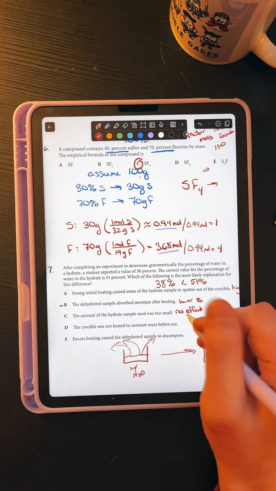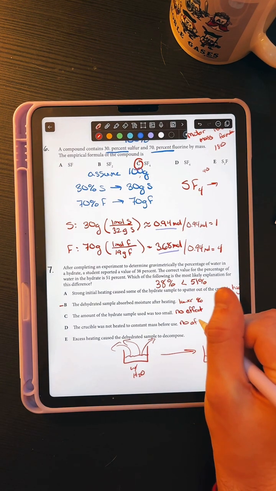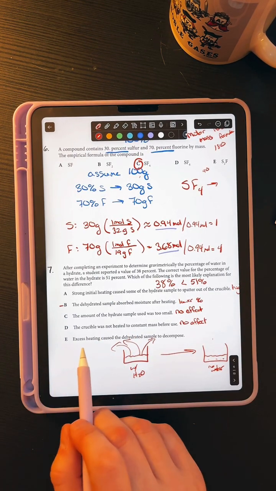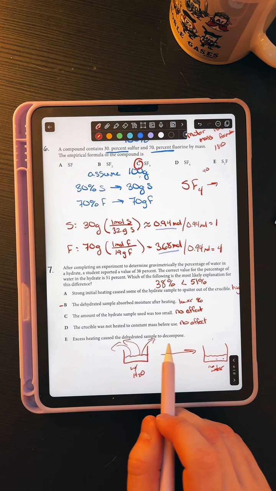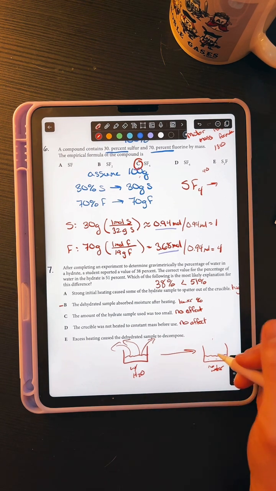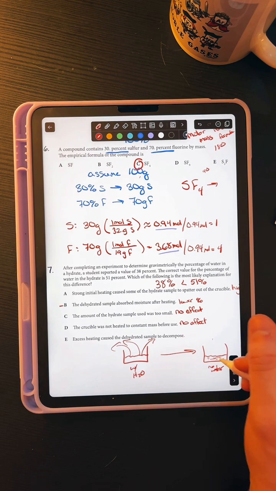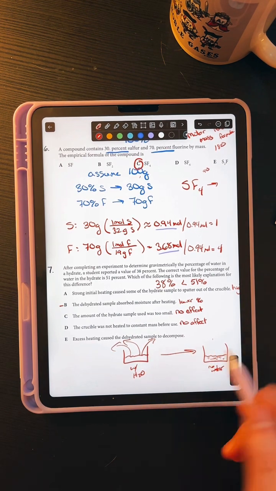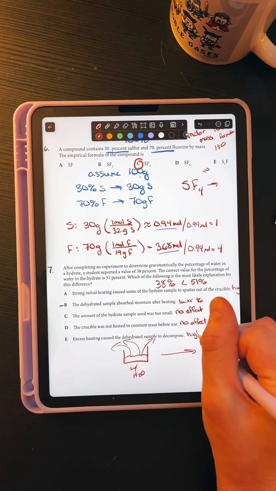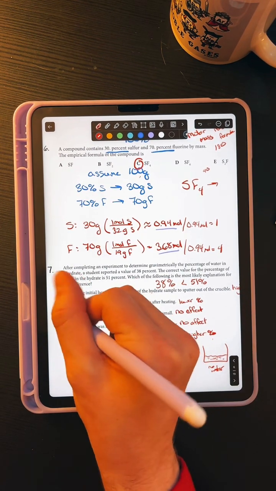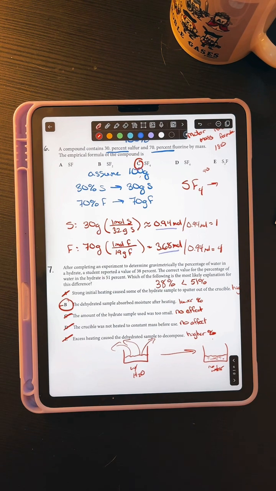The crucible was not heated to a constant mass before use. That also doesn't really play a role in our sample analysis because this is just prior to heating. And then the excess heating caused the dehydrated sample to decompose. That would lead to less mass on the final, so we would have a greater difference, giving us a higher percentage. And that is not what we want, so the only correct answer here is B.